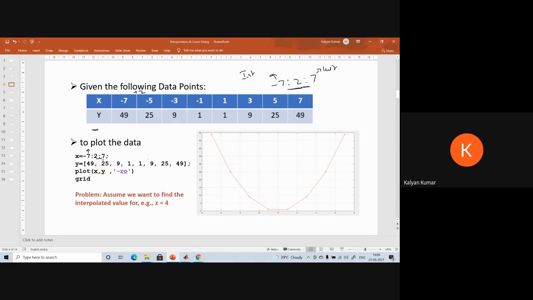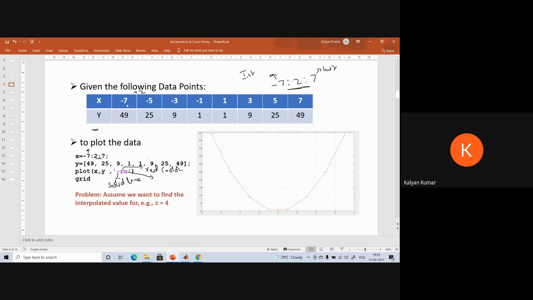If I want to plot, I can use the function plot(X, Y, within single quotation marks, dash, R, or O). Here, the dash indicates a solid line, so the graph should be plotted with a solid line, R indicates the graph should be in red color, and O indicates the points.